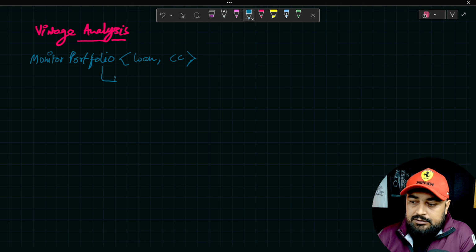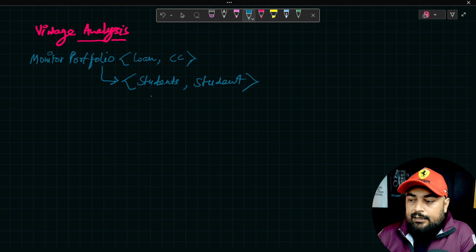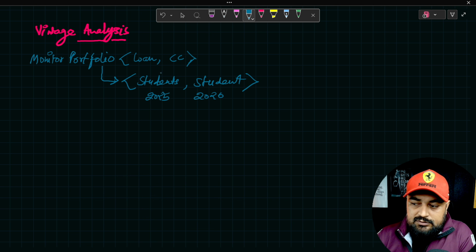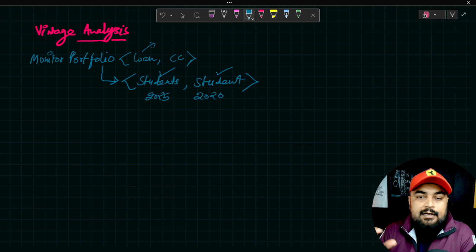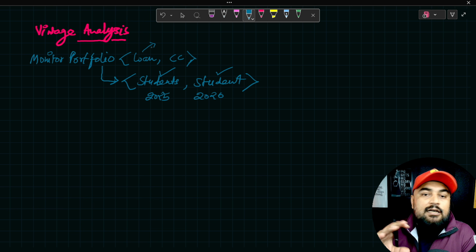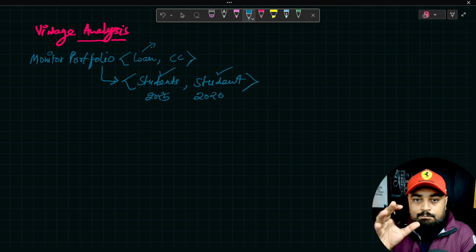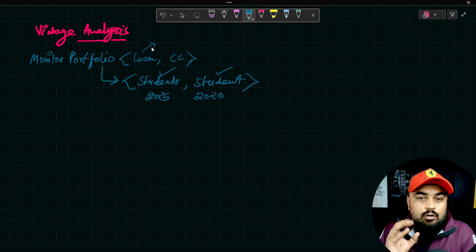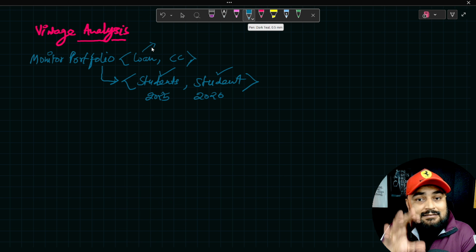Now, in layman language, when you monitor a portfolio, for example, you are monitoring a batch of students. And next year again, you monitor a batch of students. So these are two different batches. Let's say the 2025 batch and the 2026 batch. This is one cohort, this is another cohort. Similarly, in loans also, there would be loans on different timelines, right? Some loans you disburse in January, some in February, some in March. This is month on month comparison. Also, you can do a comparison on the basis of quarter on quarter. So anything can be considered a cohort.